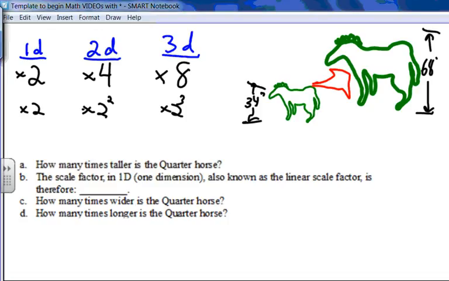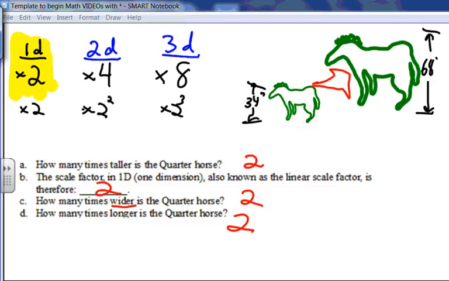For these first 4 problems, every question is asking about things that can be measured in 1 dimension. Therefore, the quarter horse will be 2 times taller. The scale factor, the linear scale factor, is therefore times 2. Width is something that would be measured in inches, so that's also 1 dimension, so that will be 2 times wider. And the length of the horse is also something that's measured in inches, so that's 1 dimension, so that answer is also 2.